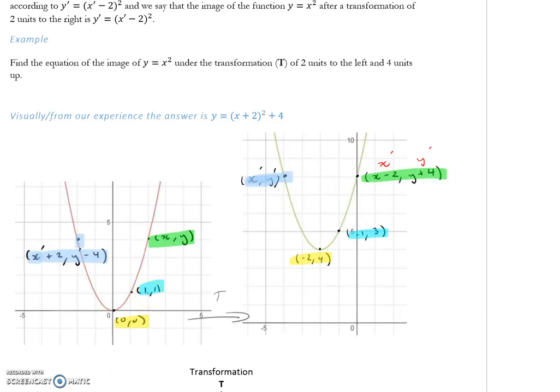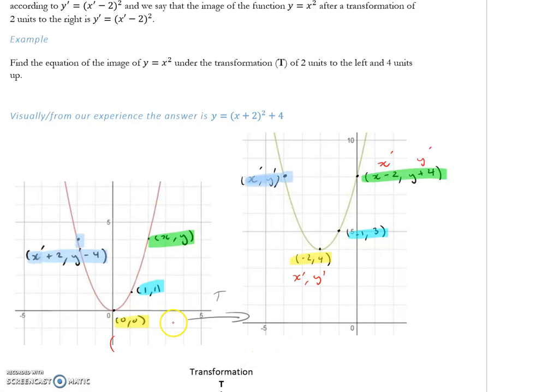That (1, 1) goes 2 units to the left and 4 units up, so it goes to (1, 3). And then I should also see that I can write my set of original coordinates in terms of my image coordinates. So this is x dash and this is y dash.